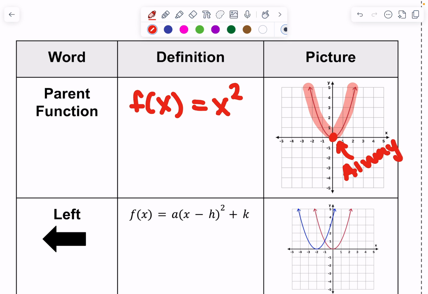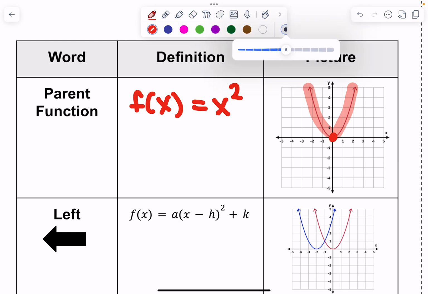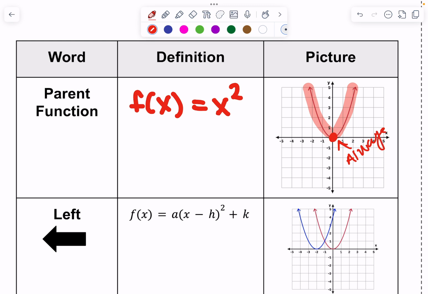Always start, let me change my pen, it's too thick. Always start at 0, 0. We always start at the origin. This is also called the origin, okay?